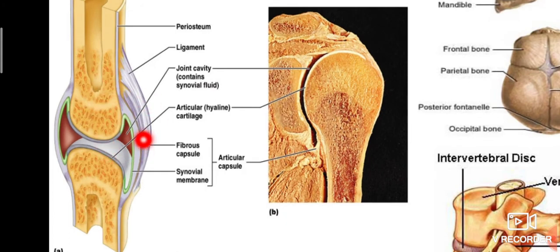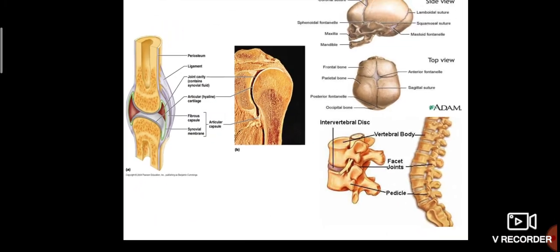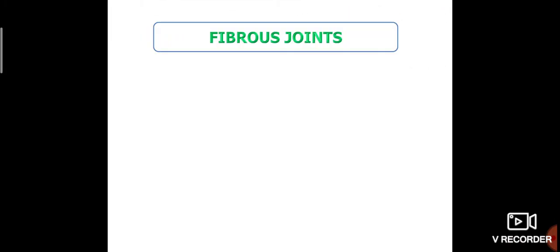Then this is an example of a synovial joint. This is a joint of the shoulder. This is a typical synovial joint. The movement allowed by a synovial joint is more. It is highly flexible. The range of movement is more in synovial joints.